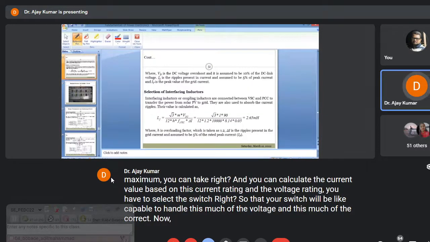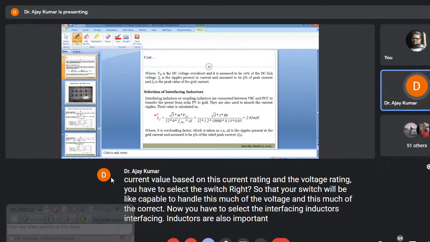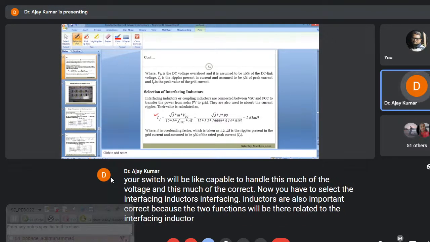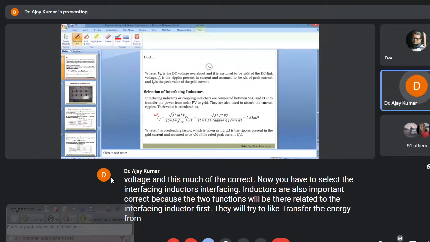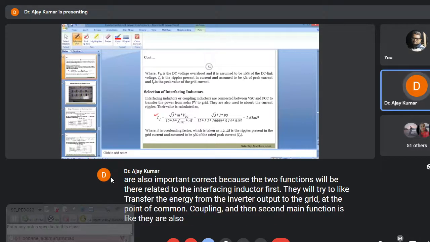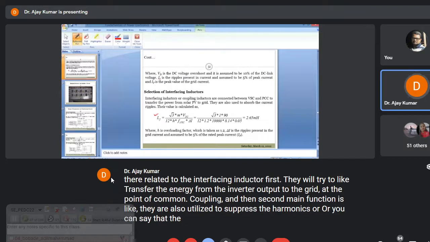Now you have to select the interfacing inductors. Interfacing inductors are also important, because two functions are related to the interfacing inductor. First, they transfer the energy from the inverter output to the grid at the point of common coupling, and second, they are also utilized to suppress the harmonics present in the output voltage and output current waveform because of the switching action of the inverter switches.